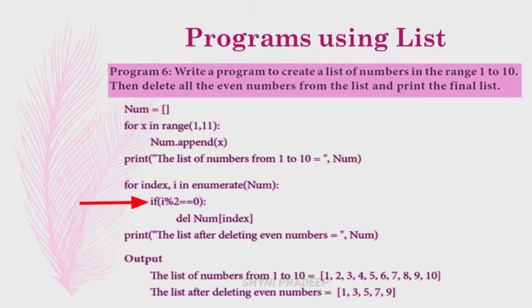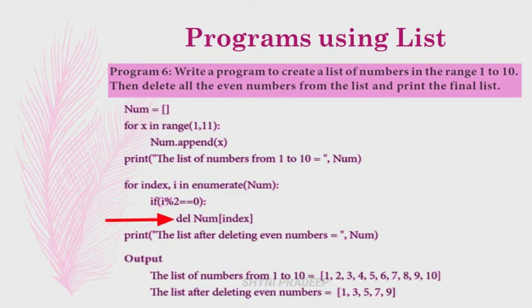Okay. See the next if condition: if i modulus 2 is equal to 0. When you divide a number by 2, if you are getting 0 in the remainder, that number is called an even number. If you are not getting 0 in the remainder, that number is not an even number. That is an odd number. So if that number is even, you have to delete that number.